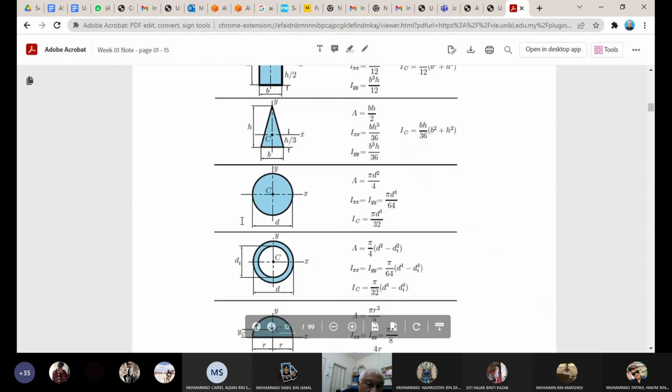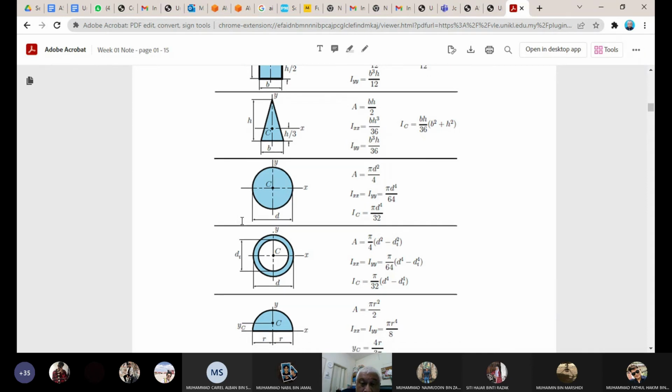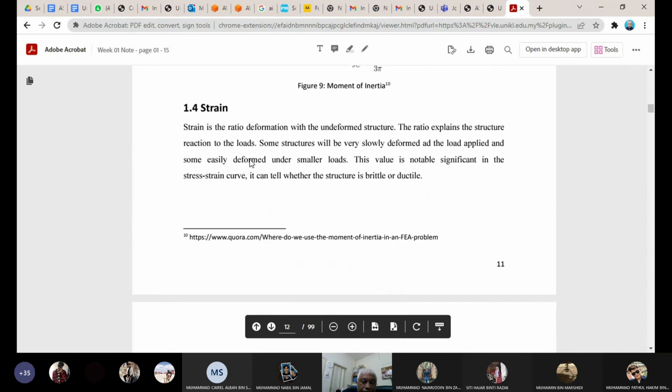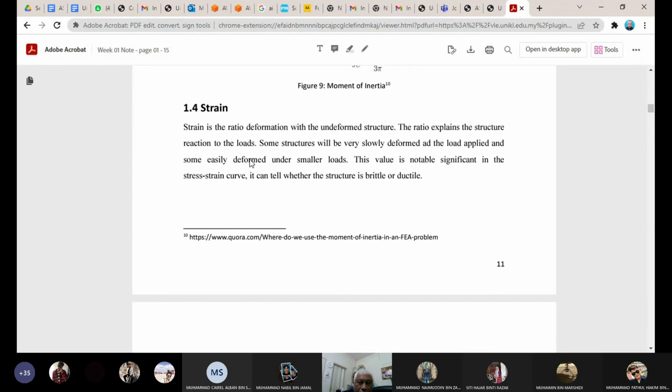So this is a detailed moment of inertia for the material based on the shape of the cross sections. Okay, questions so far? No. Next, we look at the strain.